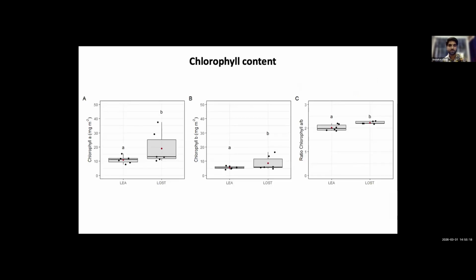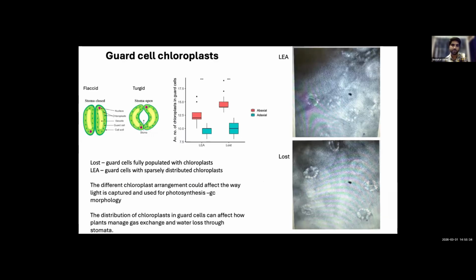In order to know that, we measured the chlorophyll content in the two species, and we found that chlorophyll A, chlorophyll B, as well as their ratio were higher in the wild species as compared to the cultivated species. Next, we also wanted to know about the guard cell chloroplasts, which are not in the mesophyll but in the guard cells. Interestingly, the abaxial surface in the two tomato species had higher density of guard cell chloroplasts, but the difference between the two surfaces was higher in the wild species.